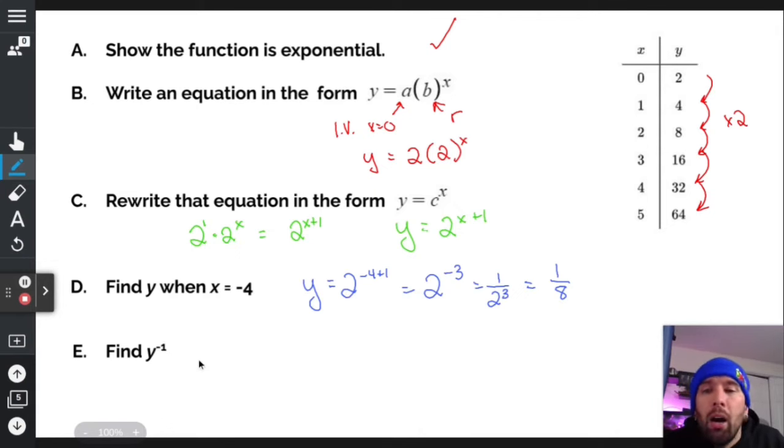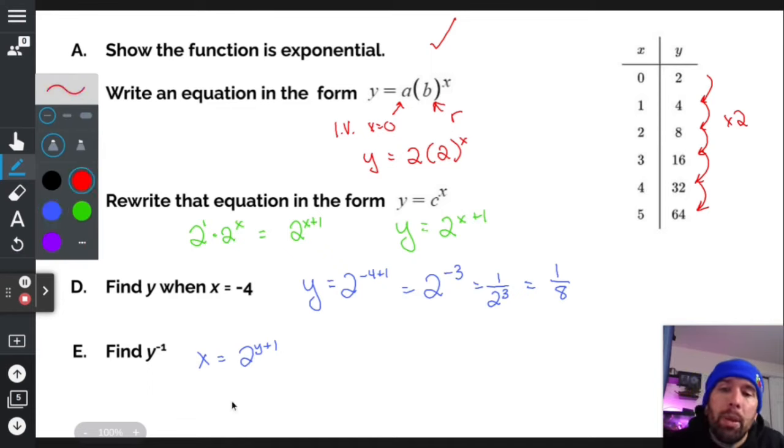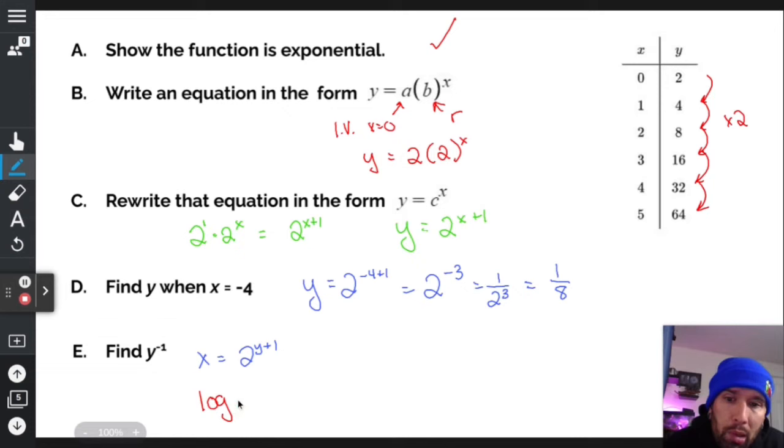Okay, so I have x equals 2 to the y plus 1. Okay, now what I need to do is I need to get y all by itself. Well, in order to get y all by itself, step number one is I need to rewrite this in its logarithmic form. So this becomes log base 2 of x equals y plus 1.